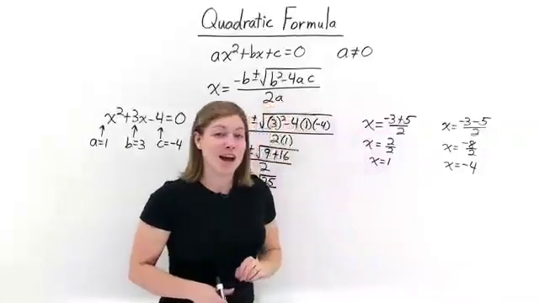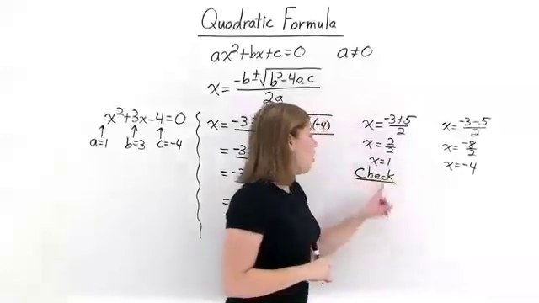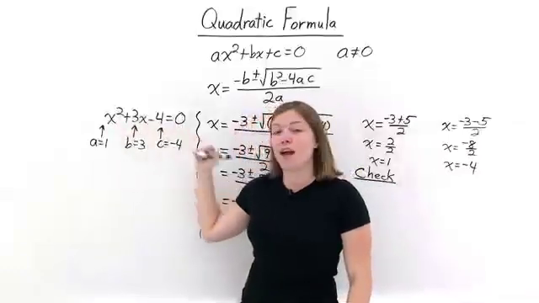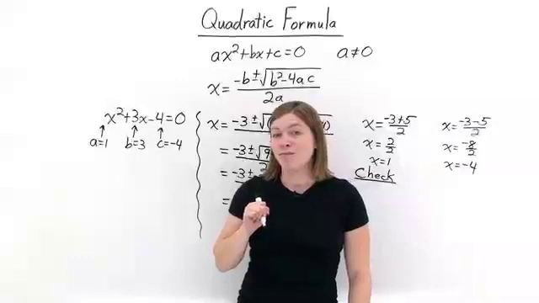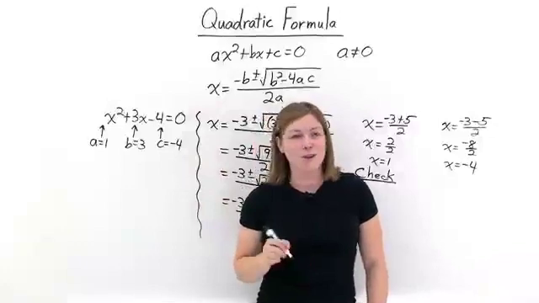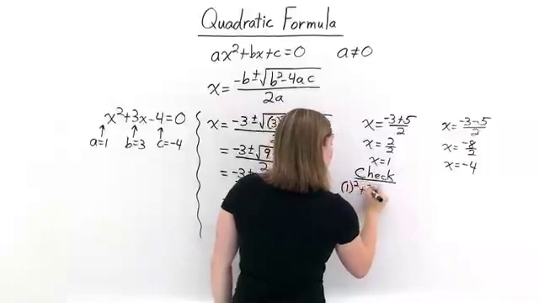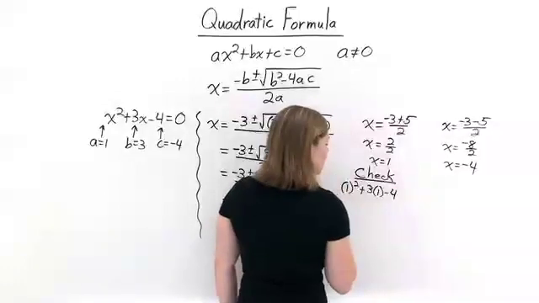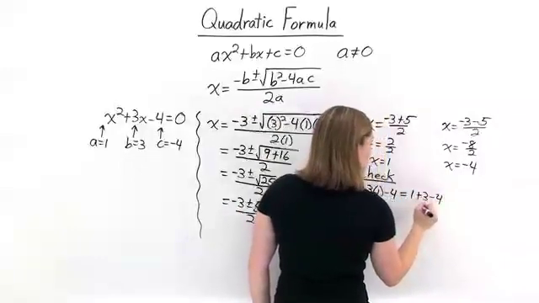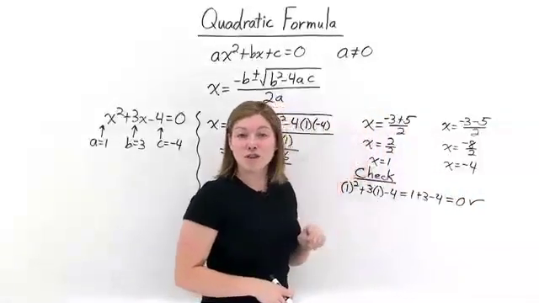But to make sure that this is correct, let's check these answers. To check these answers, we want to take our two values for x and separately plug them back into our original quadratic equation and simplify. We should get a true statement. In other words, when we plug in the values for x, this left-hand side should simplify to 0. So let's see. Let's take x equals 1 first. So we have 1 squared plus 3 times 1 minus 4. Well, if we simplify, we have 1 plus 3 minus 4. That simplifies to 0. So that means that x equals 1 is one of our solutions.